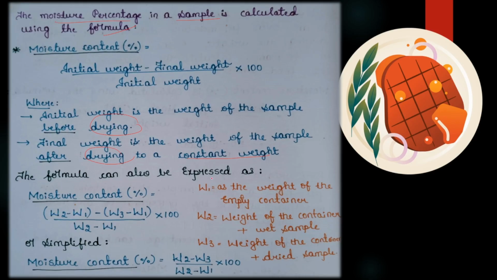The formula can also be expressed as (W2 minus W1 minus (W3 minus W1)) by (W2 minus W1) into 100. It is simplified as (W2 minus W3) by (W2 minus W1) into 100, where W1 indicates the weight of the empty container, W2 is the weight of the container plus the weight of the wet sample, and W3 is the weight of the container plus the dried sample.